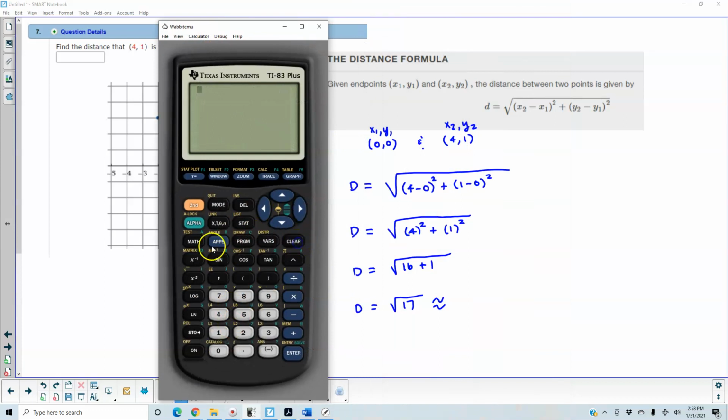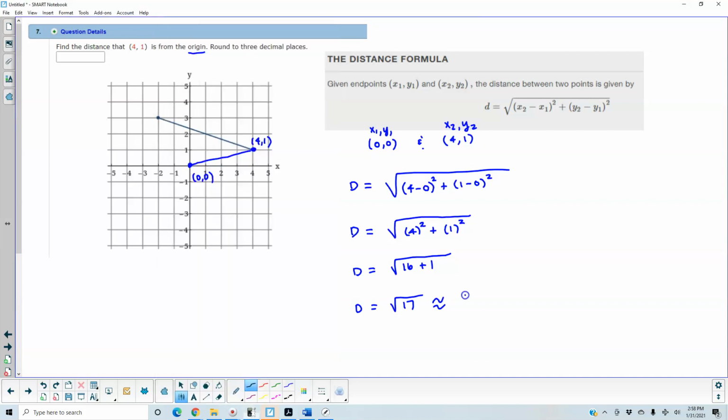Okay, so we're going to take the second function where the square root button is. We're going to put in the number 17. And we're rounding that to 3 decimal places. So 3 is in the third decimal, and the 1 tells us to keep it the same. So it's 4.123. So the answer is 4.123.